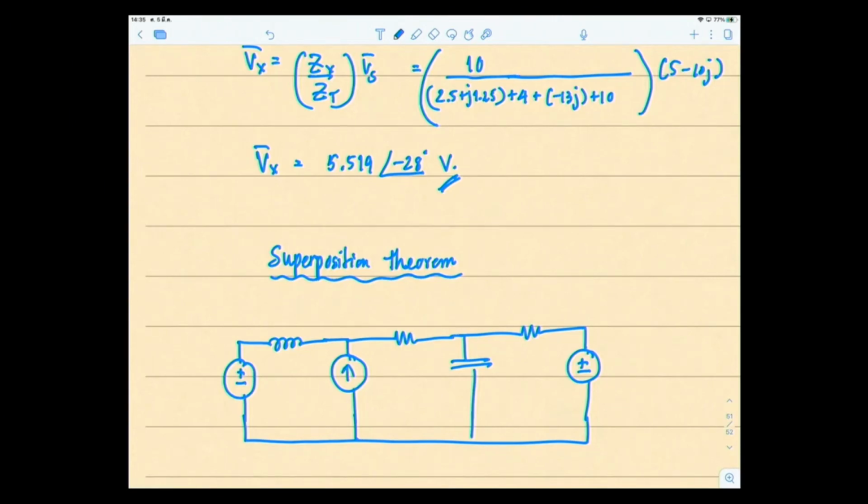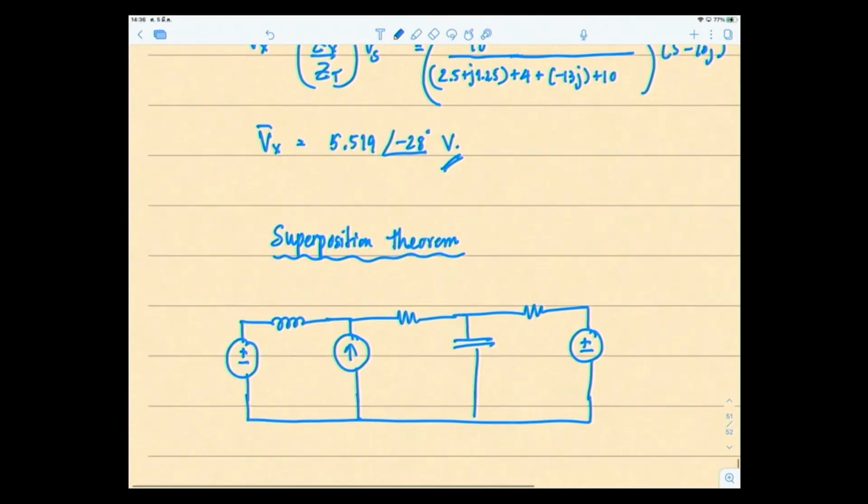Well, for the AC circuit, this superposition is particularly important for one type of circuit, and that is whenever you have a circuit with sources that have different omega, different frequency. Then you have to use superposition. So this is a very good example of superposition of a circuit with different frequencies.